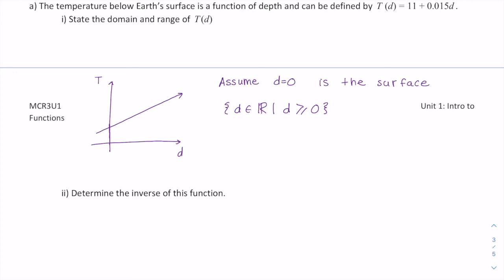Next, for our range, because we're going to the center of the Earth, it's going to be getting hotter and hotter and hotter. So our temperature is also an element of real numbers, and our temperature has to be bigger than or equal to 11. So it's going to start at 11. That's our surface temperature. And as I get closer to the center of the Earth, it's going to get hotter and hotter. There's no situation where all of a sudden it's going to get colder in the middle.